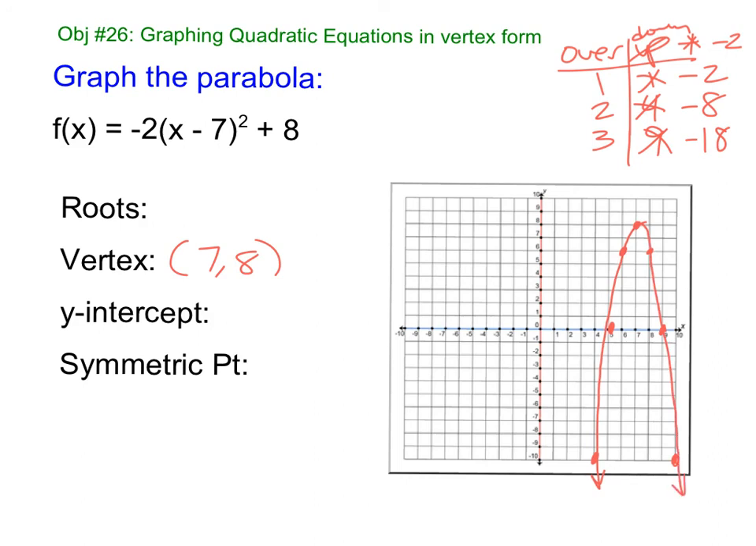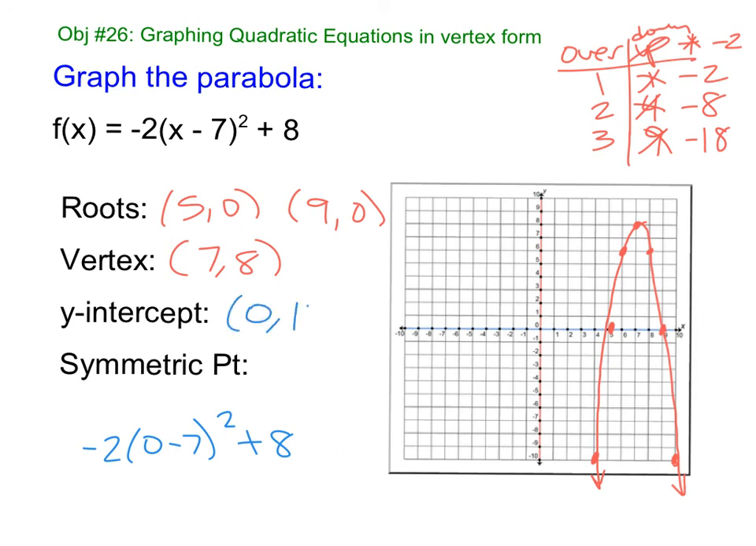All right, so my roots are 5 and 9. Now the y-intercept here is a little tricky. To find the y-intercept, I have to plug in 0. So -2 times (0 minus 7) squared plus 8. I'm just going to plug that in my calculator because that's too much work. 2 times -7 squared. Don't forget your parentheses. Plus 8. I got 106.